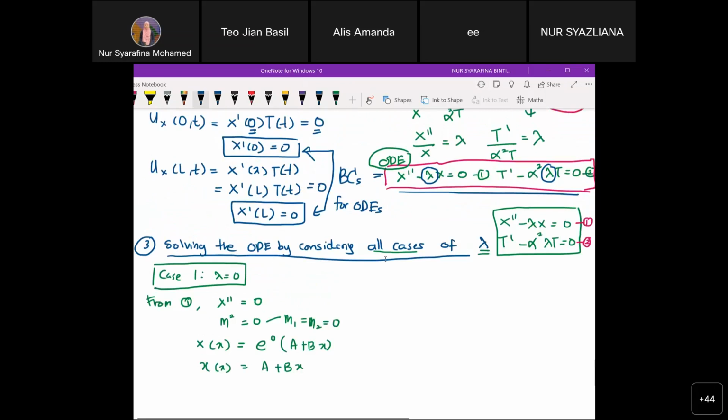And remember, we have the conditions of the ODE. So we have these two conditions. But here we only have x. So in order to match with the condition, you should have your x prime. So x prime here equals what? X prime here equals b. Okay. x prime 0 equals 0, and here it equals b, then b equals 0.